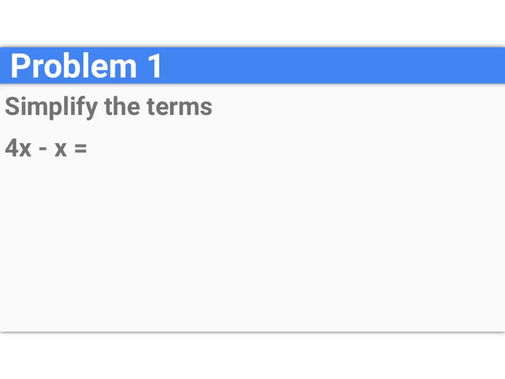Okay, 4x minus x. What did I tell you? Put a 1 in front of the number, and so 4 minus 1 is 3. And now we bring the x over.